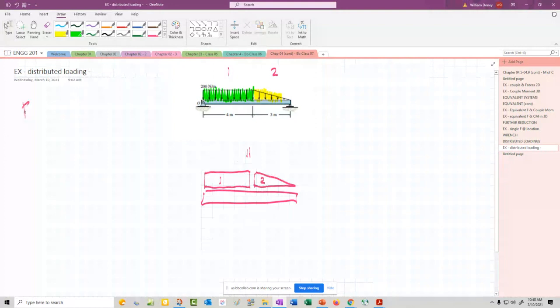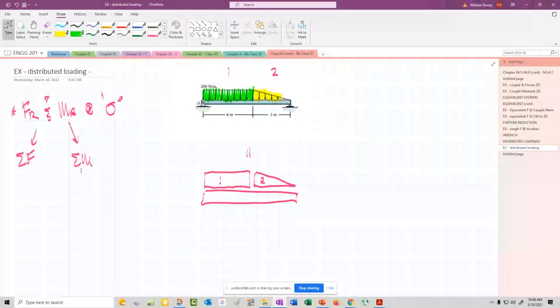So we want to find the resultant force and couple moment at the origin. That's what we're asked to find. So how do we do that? Well, resultant force, we have to sum forces. Resultant moment, we have to sum moments. We've been doing that, or will do that the rest of the semester. So let's find it for this one here.